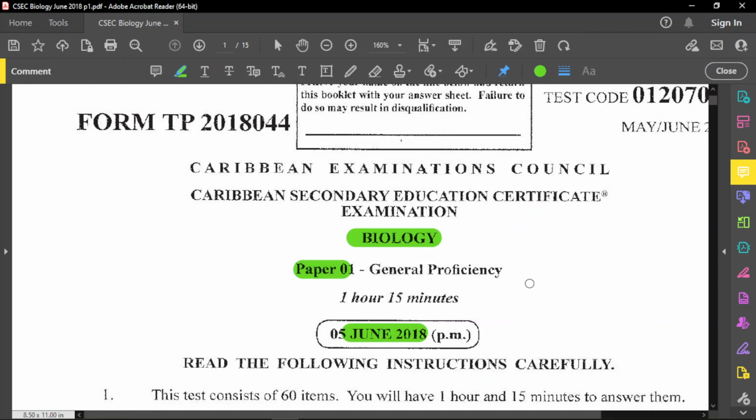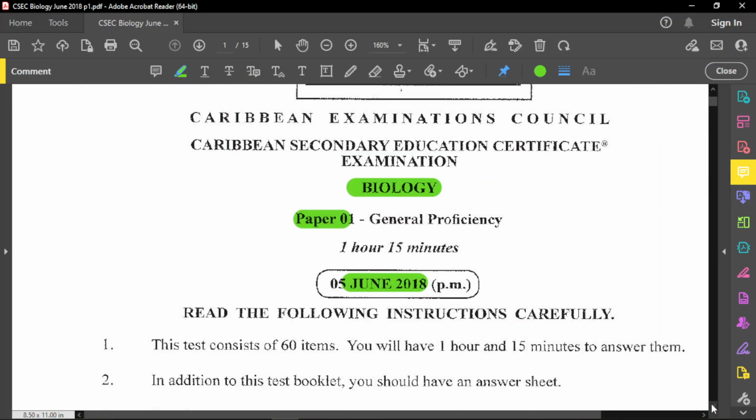Today I'm going to run through this CSEC biology past paper. It is a paper 1 from June 2018. I'm going to run through this as quickly as possible because I realize that some of these questions are repeat questions. But I also want to remind you that before you start the examination, you should read through the instructions carefully. And if you should have any questions or queries, please clarify them before you begin the examination.